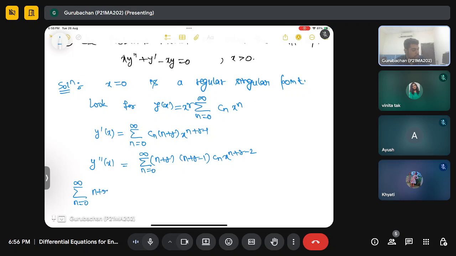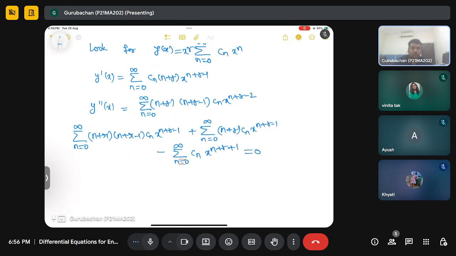You will get summation of (n plus r)(n plus r minus 1) Cn x to the power n plus r minus 2, plus summation of (n plus r) Cn x to the power n plus r minus 1, and the last one will be minus summation n equal to 0 to infinity Cn x to the power n plus r plus 1 equal to 0. Here the powers are n plus r minus 1 and n plus r plus 1. So we need to first make these powers the same.